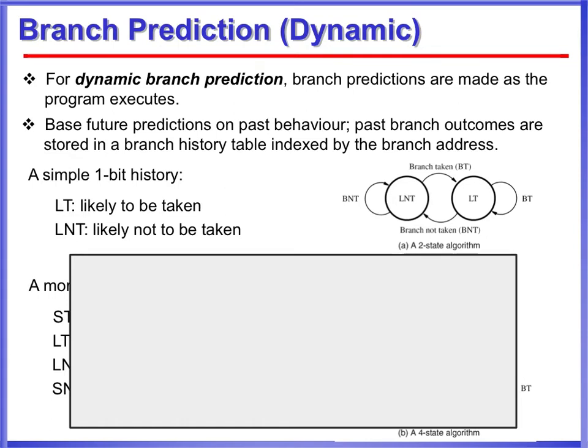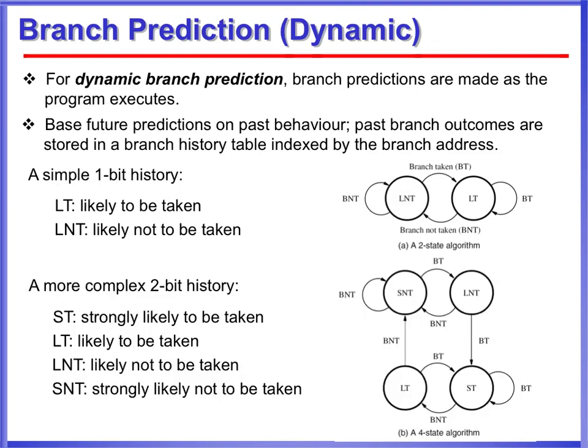So we can make this even more intelligent by making it a little bit more complex, a two-bit history. By the way, this one bit and two bits are in that table that I was talking about before, which holds the addresses of all the branch instructions. There's also going to be a bit or two bits, which tell the processor whether it's going to predict taken or not taken. Those are the bits we're talking about here.